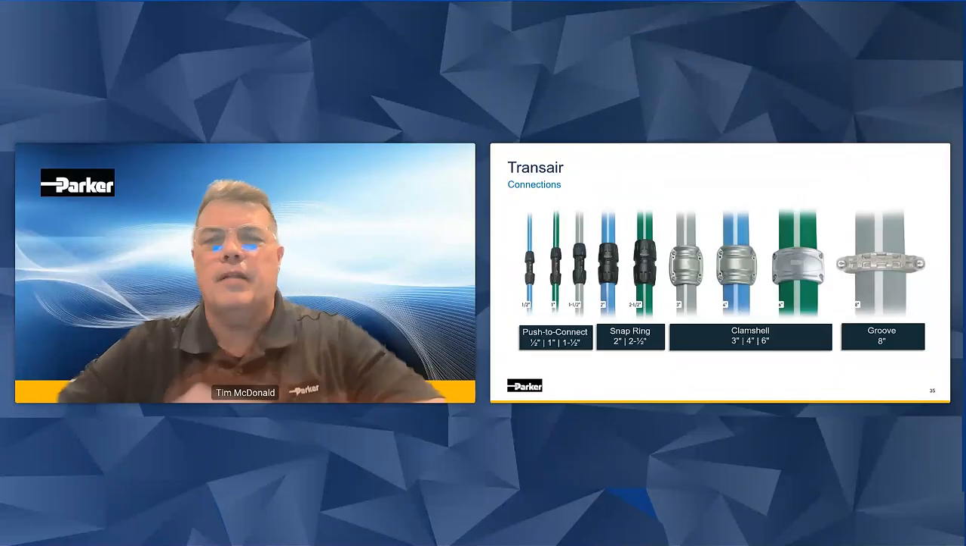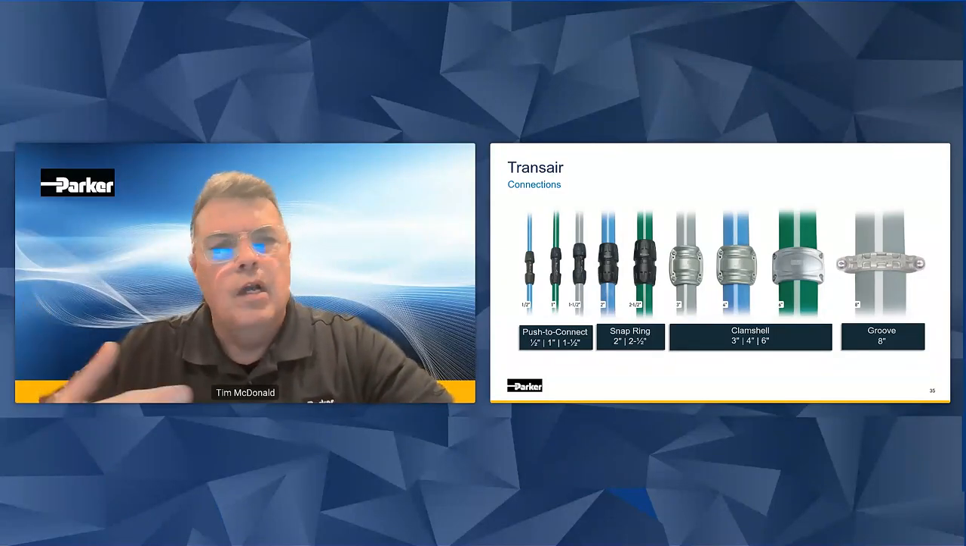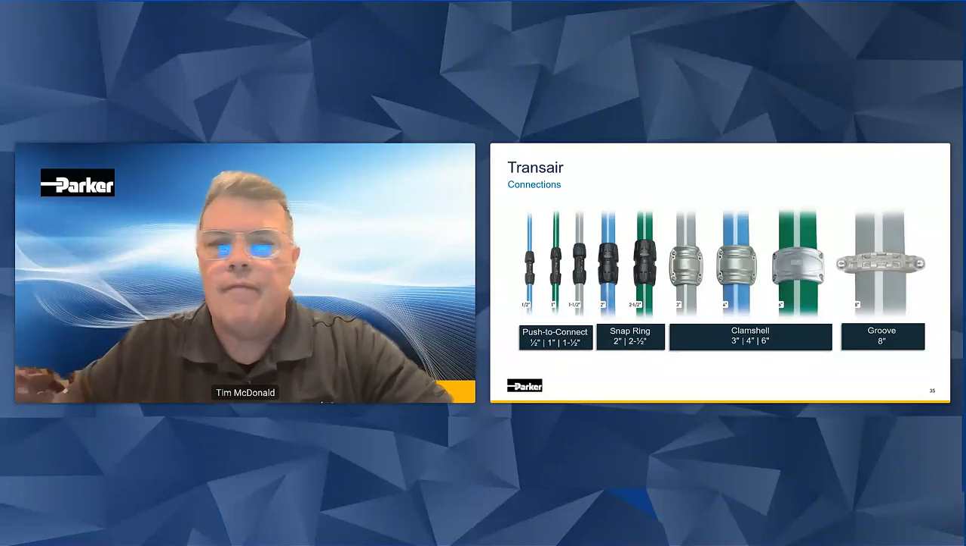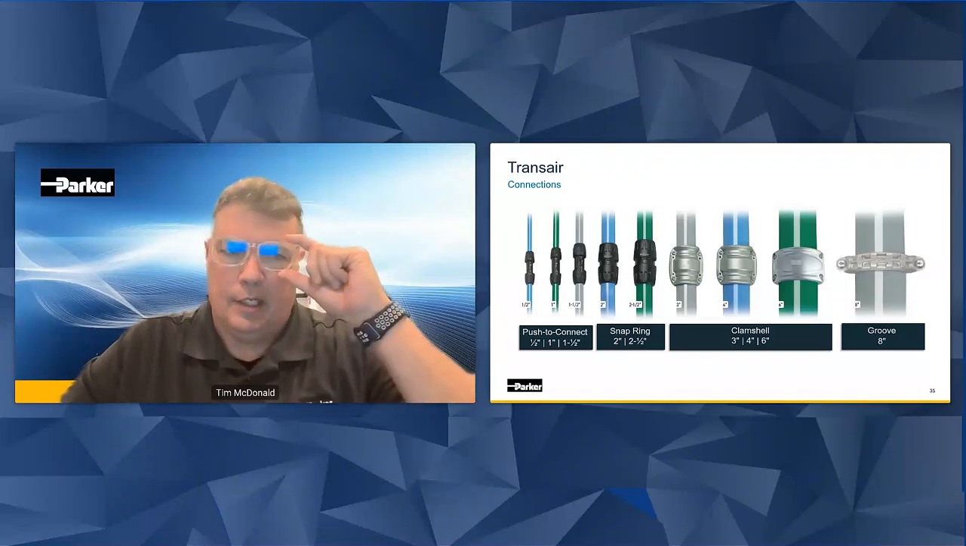So let's talk a little about the connection technologies here with the few minutes that we have left. We've got push to connect, snap ring, clamshell, and groove. We can provide piping everything from 1/2-inch to 8-inch. The reason we use different connection technologies is we want to maximize the safety and non-leak performance of the connection, as well as minimize the amount of labor it takes to make these connections.